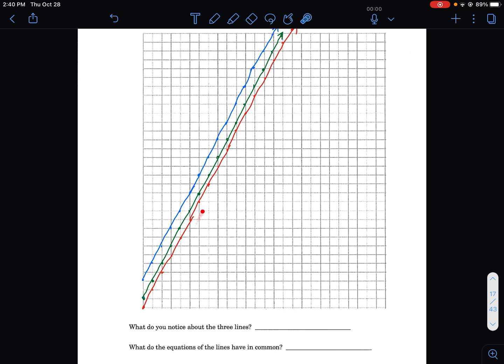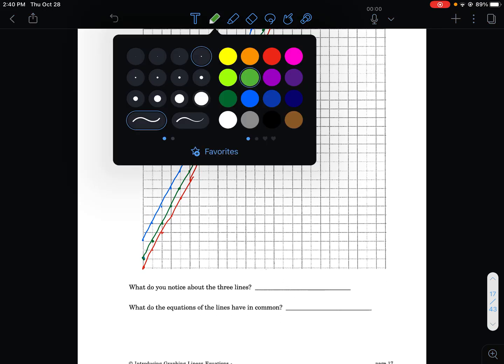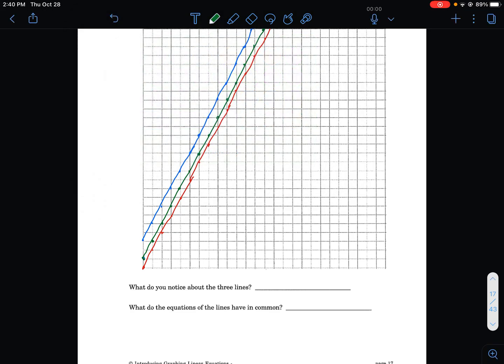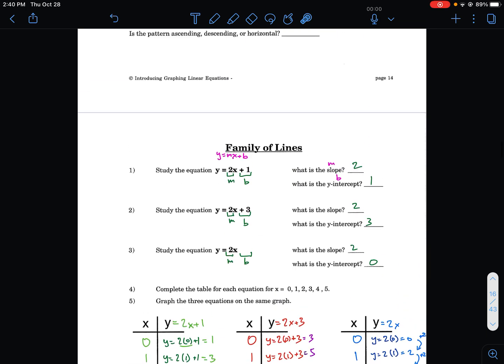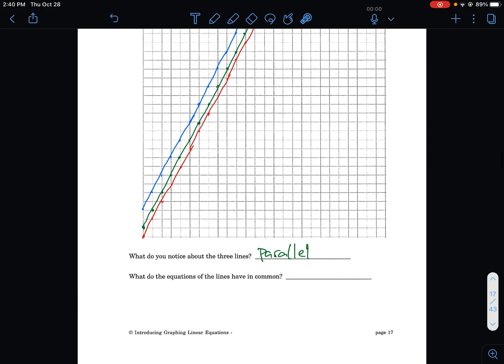Notice these lines. What do you notice about the 3 lines? Well, they never touch. What's the word that means lines that don't ever touch? They are parallel. And if they're asking what do the equations have in common? This is 2x plus 1, 2x plus 3, 2x. Don't they all have 2x? Which means they all have a slope of 2. Same slope. Specifically, m equals 2.